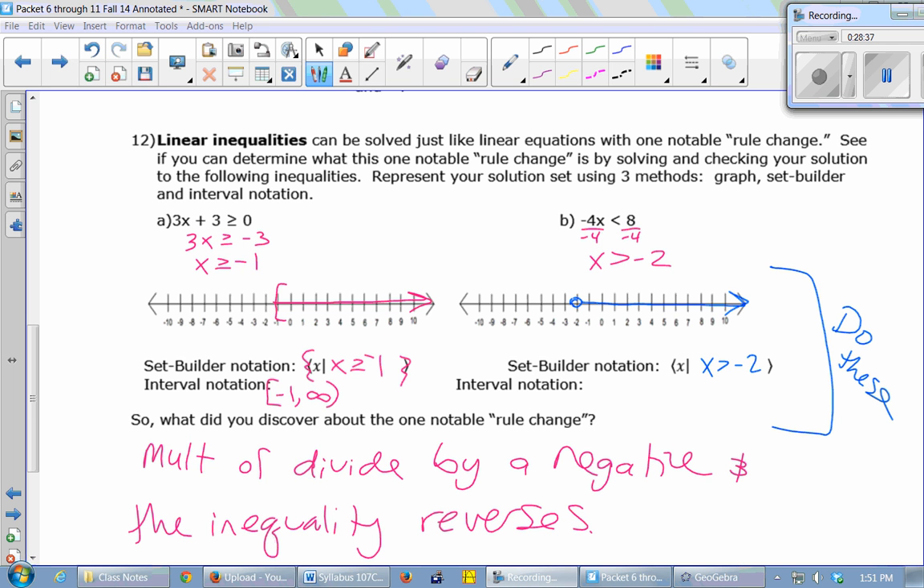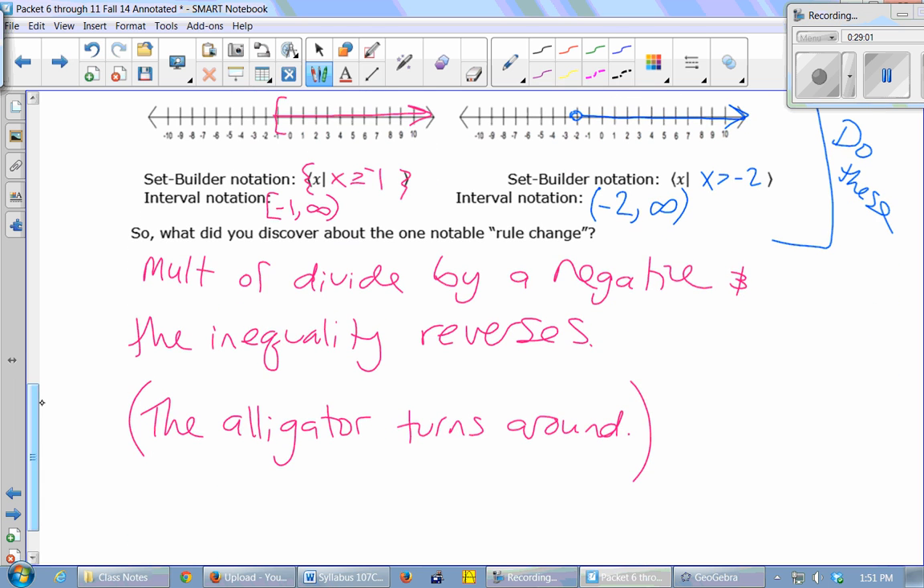In interval notation, what's the smallest number in this set? -2, well, not quite because we don't include it, right? But so you do parenthesis -2. And then what's the biggest number in this set? Infinity. We never include the infinities, so -2 to infinity. All right. What do you think? Any questions? All right.